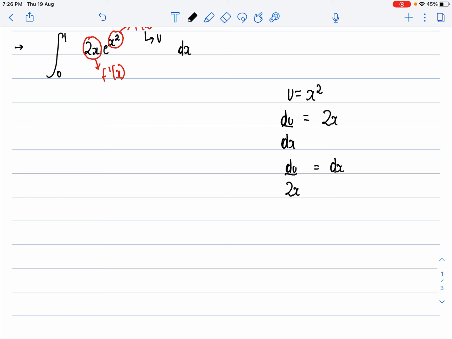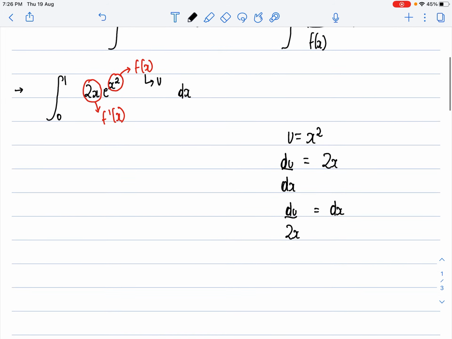Now you need to write everything in terms of u, correct? For now, you can deal with the limits in two ways. First, I'll tell you the first method, which is the easier method. Then I'll explain the other method also. The first method is, because you're writing everything in terms of u now, these limits, 0 and 1, are in terms of x. So you ignore those limits.